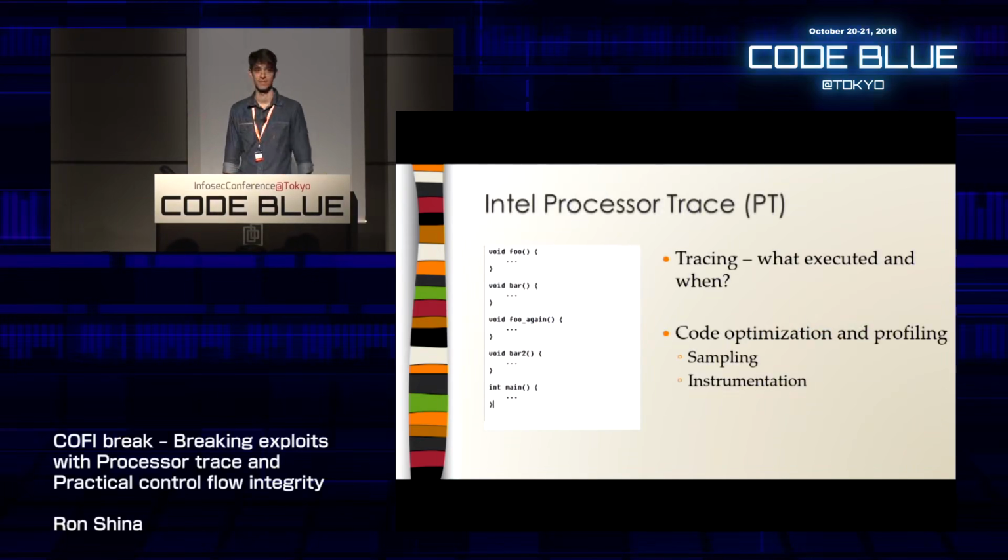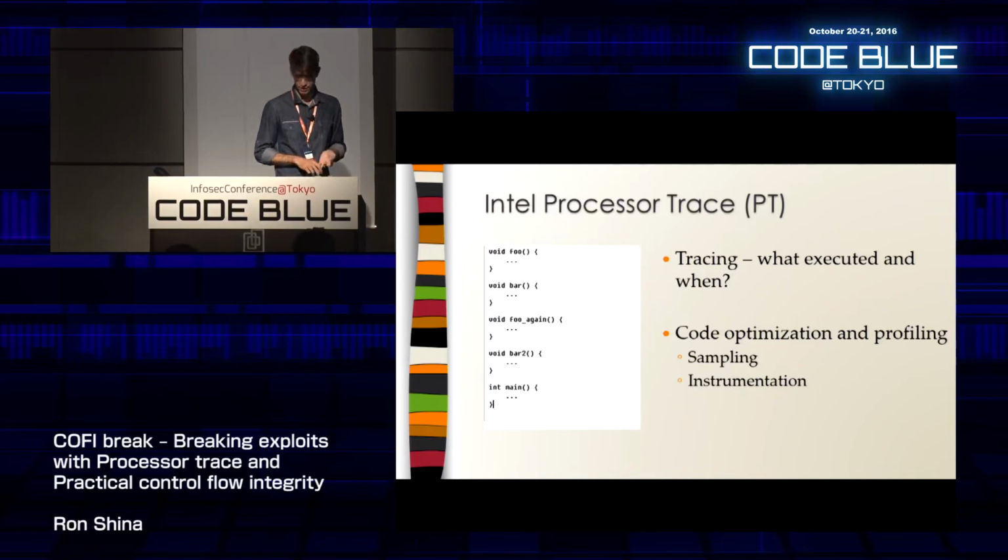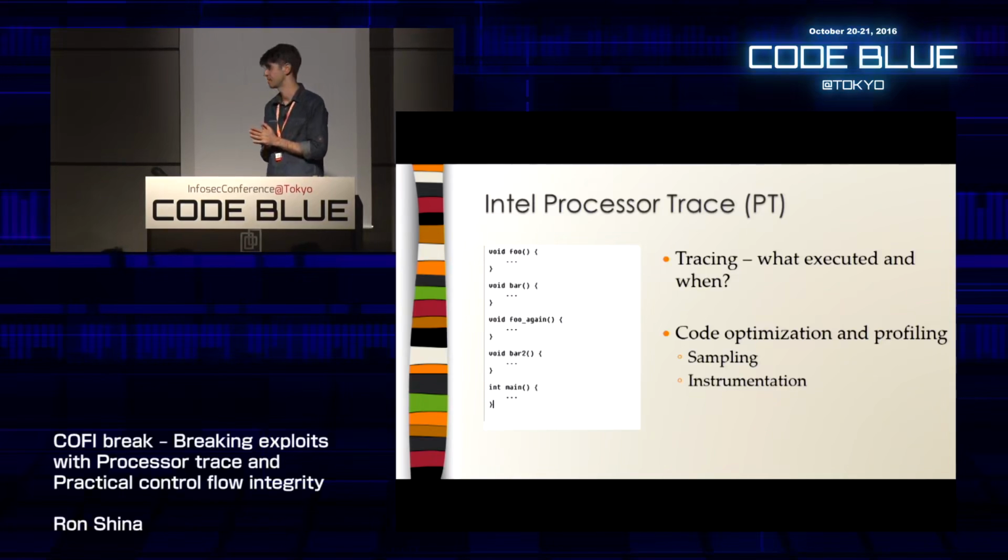OK, so Intel Processor Trace, tracing in general. A natural thing you'd want to do is know what executed and when. And you'd use that for debugging. It's used many times for reverse engineering and also for optimization. So let's say you've written some complex piece of software and you'd like to know why it's running slowly. Tracing is a natural solution.